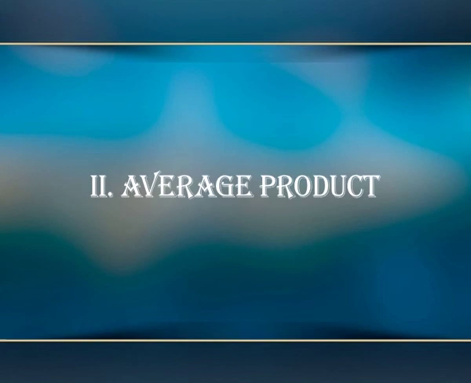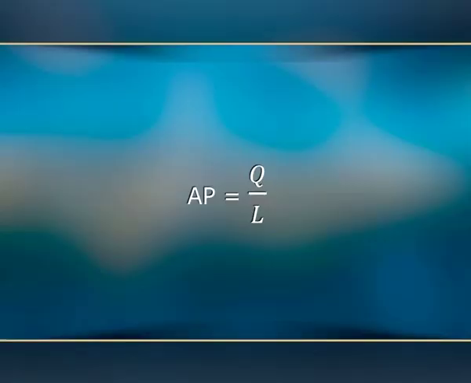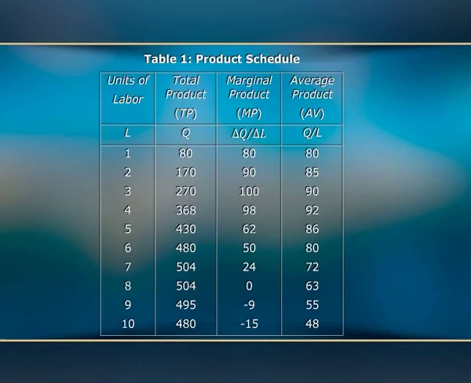Second, average product. It is the total output produced per unit of a factor employed. Thus, average production is equal to total production divided by the number of units of factors employed. If Q stands for total product and L for the number of a variable factor employed, then average product AP is given by AP equals Q by L. We can measure the average product from the data given in table 1.